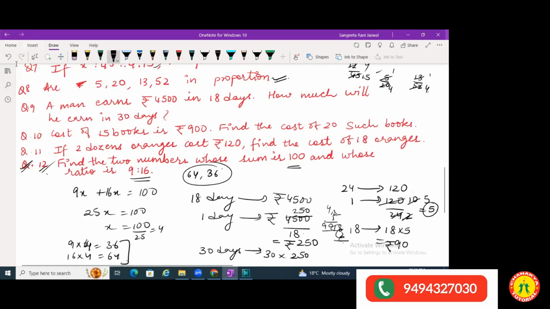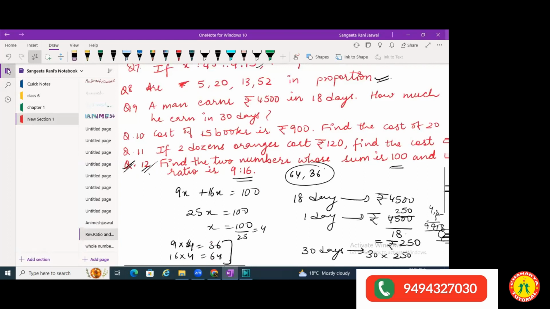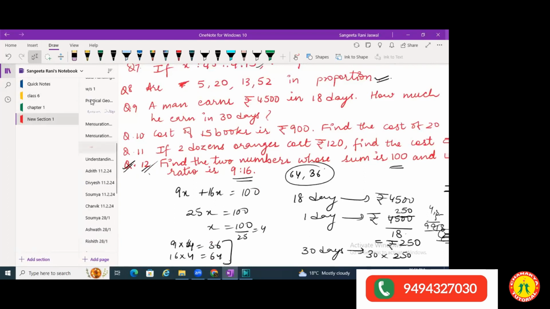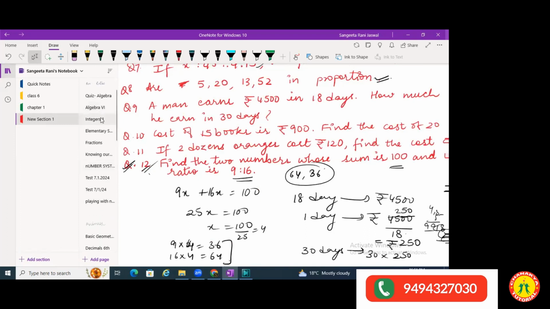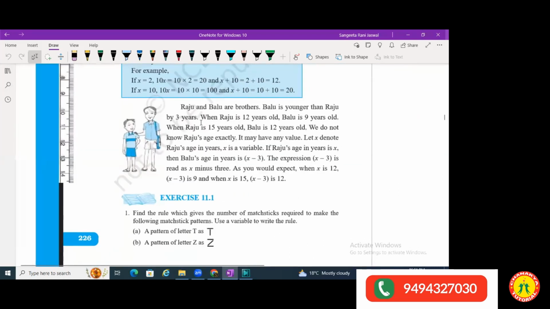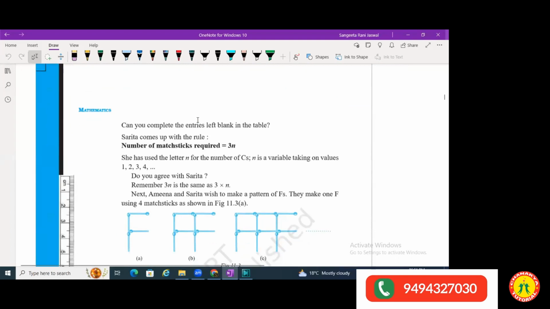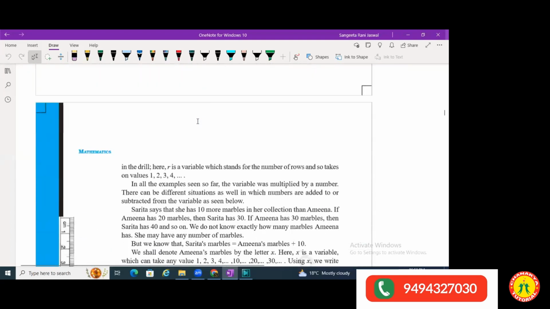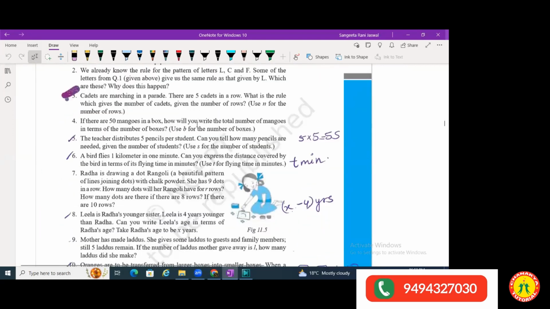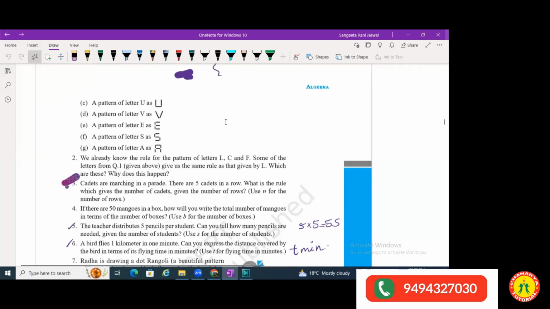Okay. I'm coming to the algebra part now. Quickly, we'll just revise. Okay. Now, Ashwath, see here. This is a matchstick pattern. Okay. Matchstick pattern is not required because that's an activity kind of thing. Okay. Ashwath is there? Yes, Ashwath? Ashwath, are you there? Hello? Yes, ma'am. So why aren't you saying?